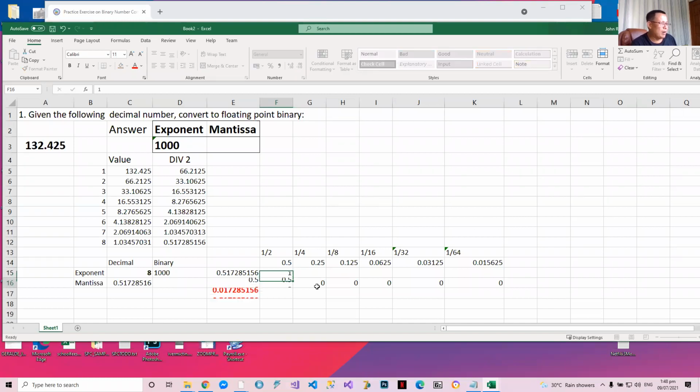Okay. Once we mark this, automatically the 0.5 that we marked is deducted from the given value which we want to convert. 0.517 minus this, we have 0.017. Now the next value is 0.25. We're going to the right.